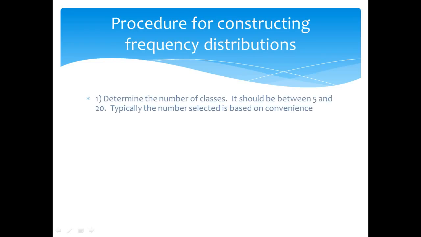Your procedure for constructing frequency distributions is to first determine the number of classes. Your number of classes should be anywhere between 5 and 20. And typically we select the number of classes based on the convenience of the distribution. Then calculate the class width, and you need to round if necessary.